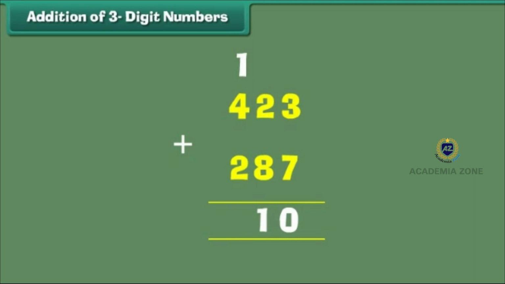The digits at the hundreds place are 1, 4 and 2. 1 plus 4 plus 2 is equal to 7. Therefore, 423 plus 287 is equal to 710.